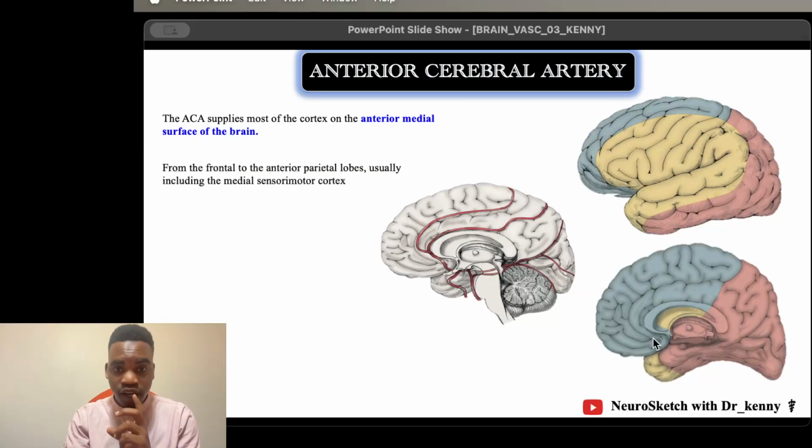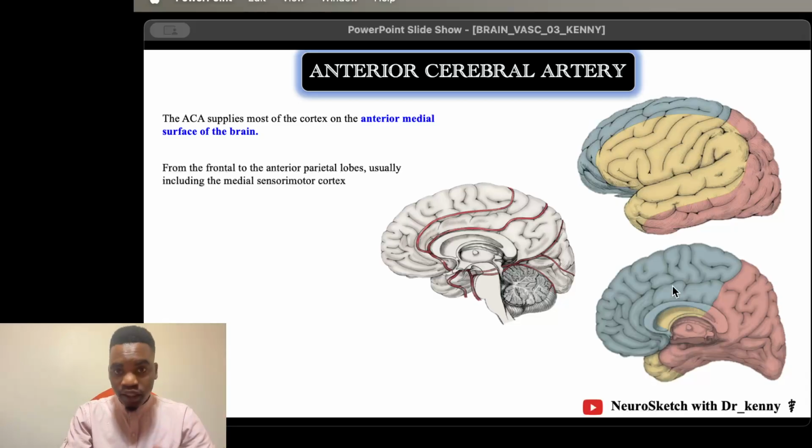So the anterior cerebral artery will supply the whole of the medial frontal lobe and the anterior part of the parietal lobe. So on the medial side, the whole of the frontal lobe, and then the anterior part of the parietal lobe.